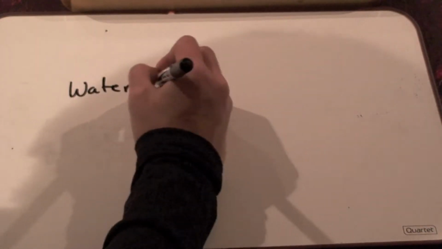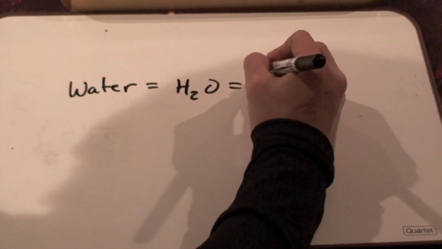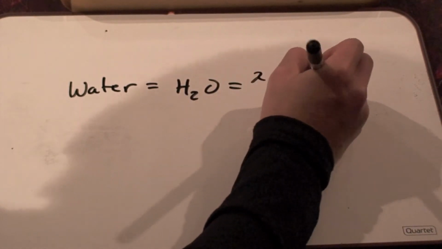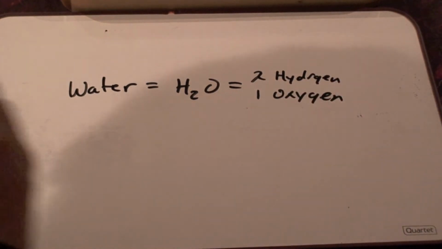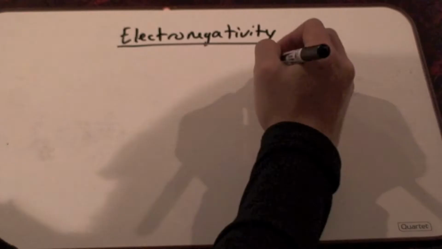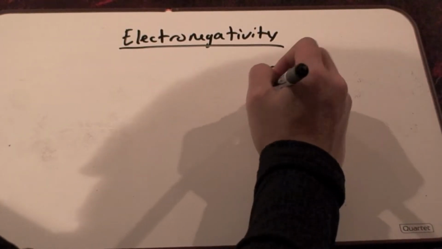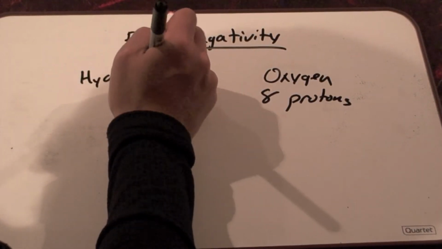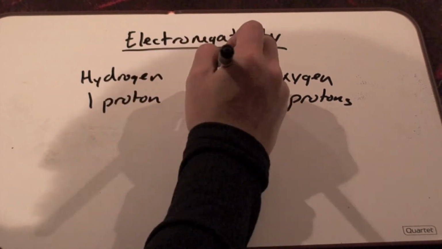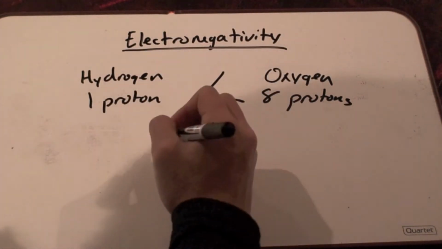Take, for example, water. Water's molecular formula is H2O, or 2 hydrogen atoms and an oxygen. Oxygen has 8 protons, and therefore is more electronegative than the hydrogen, which has 1. When they come together and bond, oxygen becomes greedy, and with its greater electronegativity, causes stronger attraction, and therefore pulls electrons closer to itself and away from the hydrogen atoms.